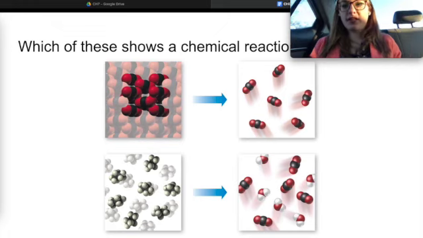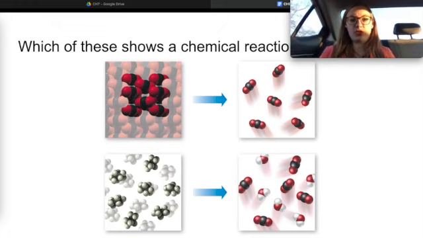I would like you to think a little bit about this picture here. Which of these two shows a chemical reaction? Go ahead and pause, spend some time thinking about this.